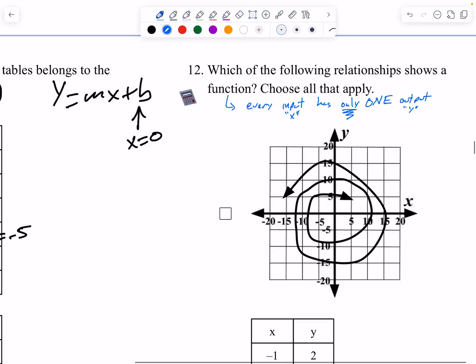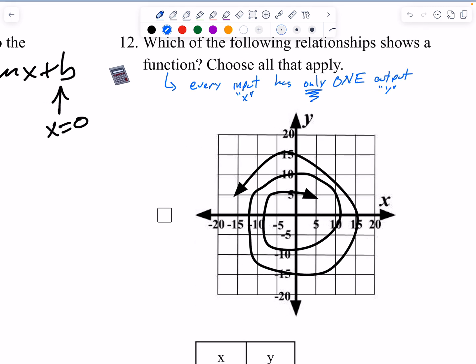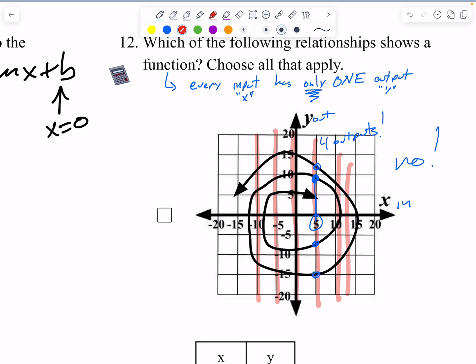Okay, so when you have a graph, it's a lot easier. So this is my input, that's my output. So let's say I had X is 5. Well, guess what? I have this, this, this, and that. I have 4 outputs. So that one, no, that is not a function. And if you remember in class, we call it the vertical line test, right? It can only cross once. So if it crosses more than once, it is not a function. That was your shortcut in class.